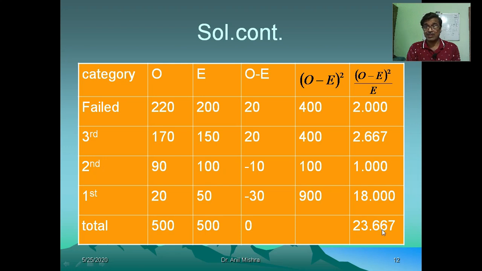But the calculated value is this one, and we know the critical value given is very much less than this one. That means the calculated value is much more than the critical value. That is highly significant. We have to reject the null hypothesis.